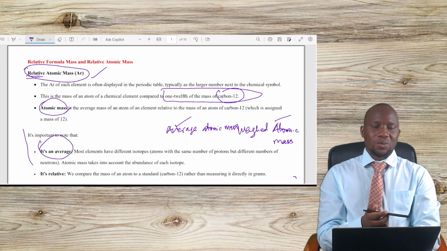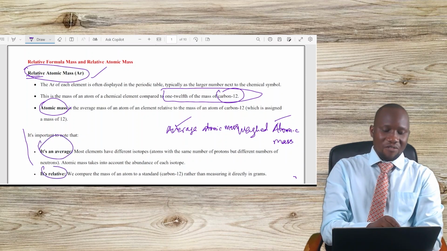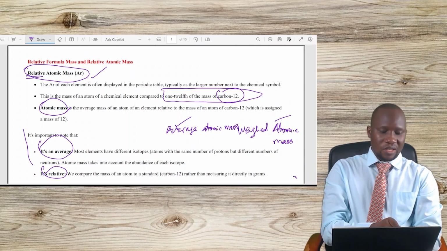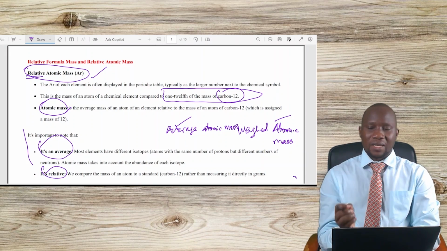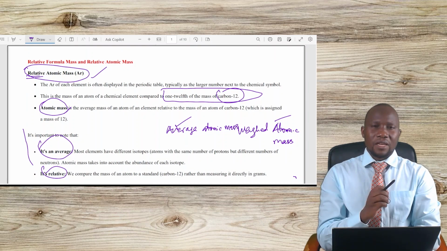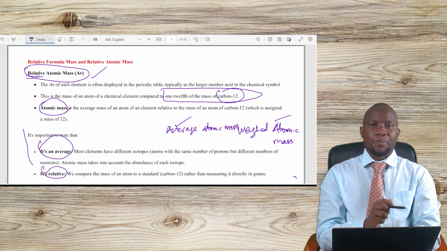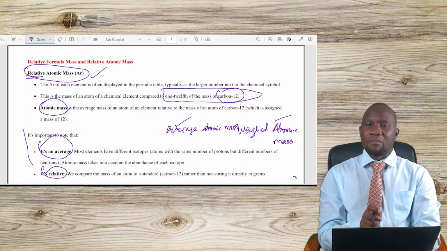We also go to why we use average. We have looked at why it is relative, because we compare it to the standard which we chose as our reference point, and now we move to why we call it average. Now we have atoms that exhibit what we call isotopy. Isotopy is a concept whereby you have atoms of the same element having the same number of protons but different numbers of neutrons, and therefore they have different mass numbers.